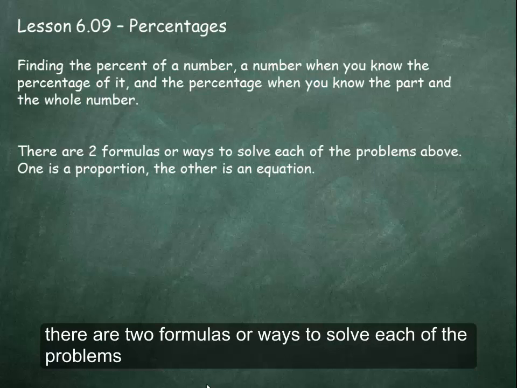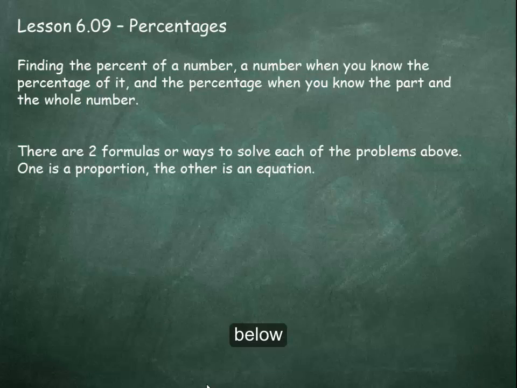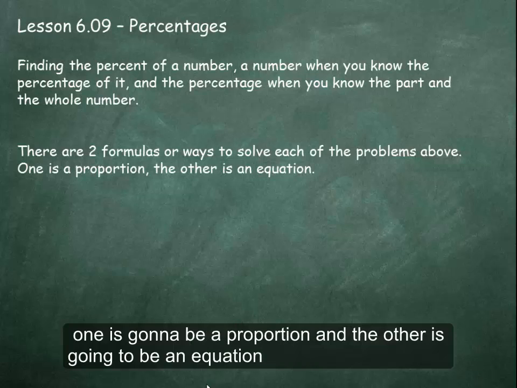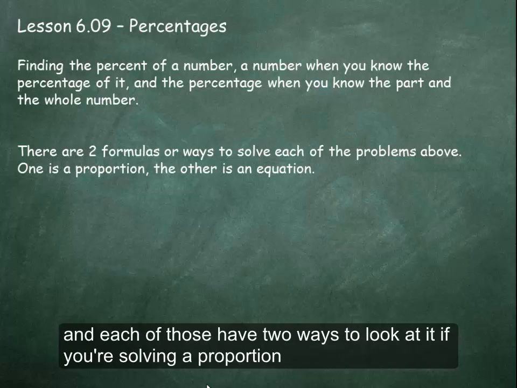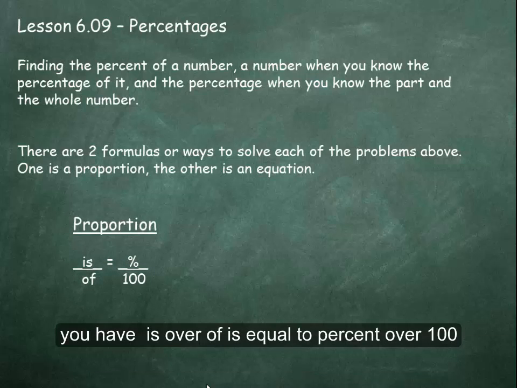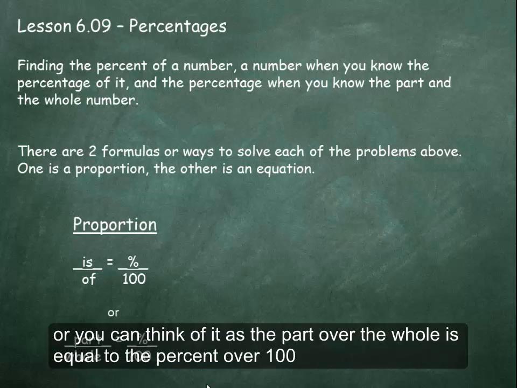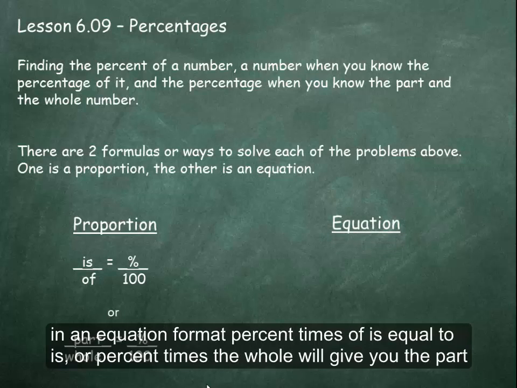There are two formulas or ways to solve each of the problems below. One is going to be a proportion and the other is going to be an equation. And each of those have two ways to look at it. If you're solving a proportion, you have is over of is equal to percent over 100, or you can think of it as the part over the whole is equal to the percent over the 100. In an equation format, percent times of is equal to is, or percent times the whole will give you the part.